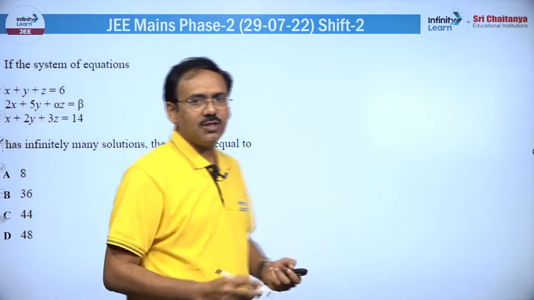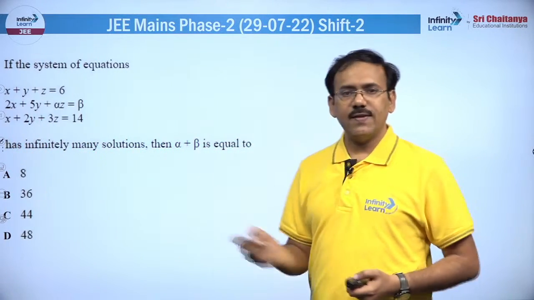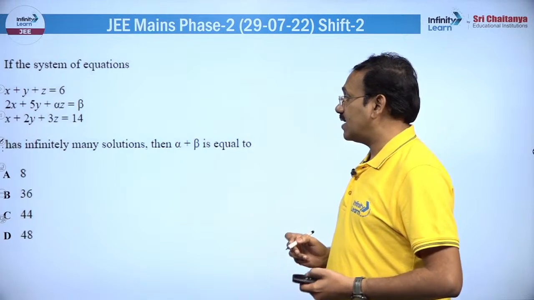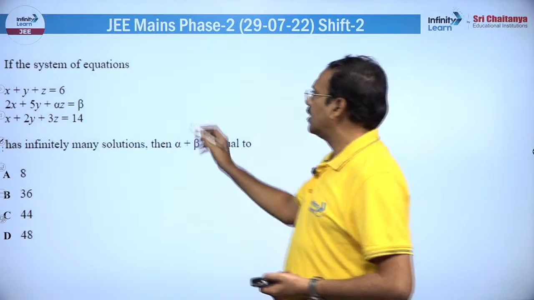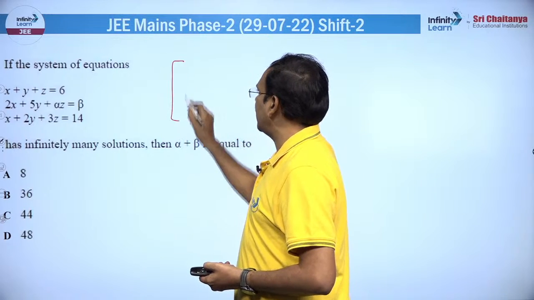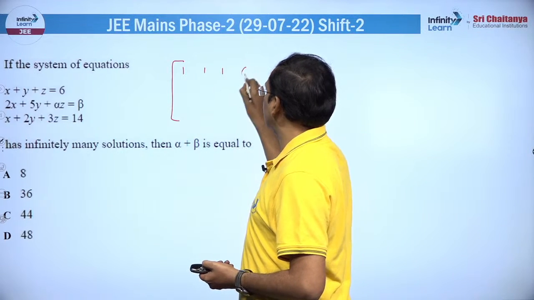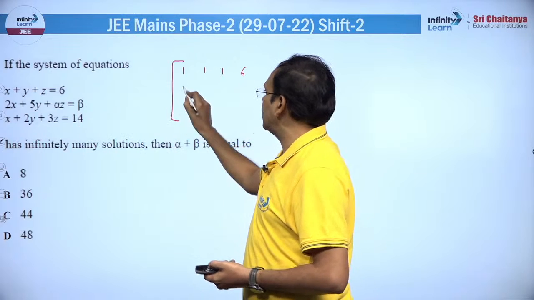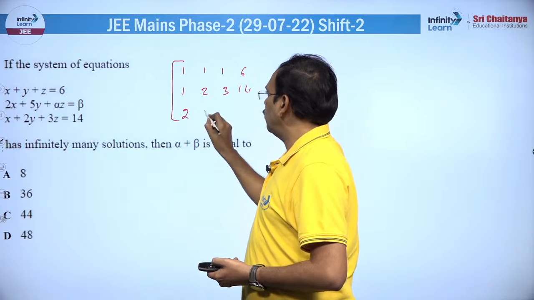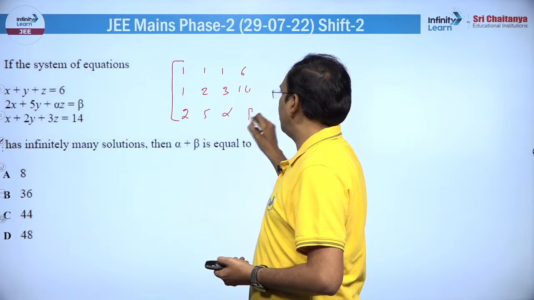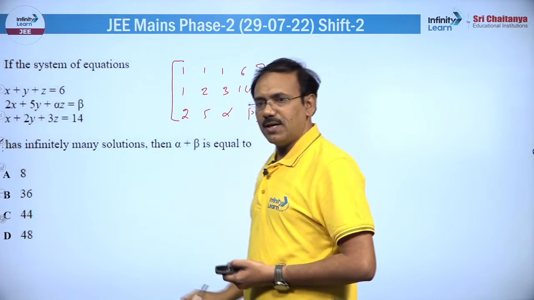Next, third question, this is simple one. He has given system of equations, he said it has infinitely many solutions, find α + β. So, you just consider the augmented matrix: 1 1 1 6, whereas third one is comfortable to take, 1 2 3 14 and 2 5 α β. This is the augmented matrix.